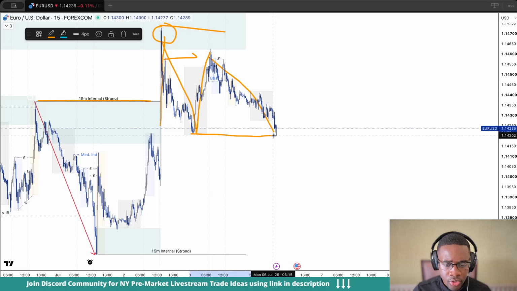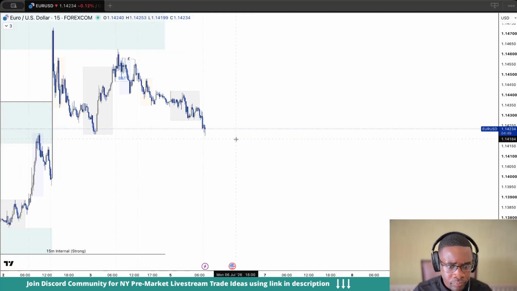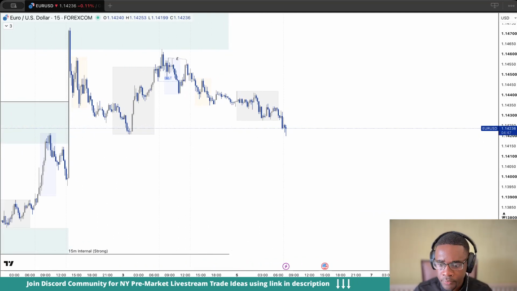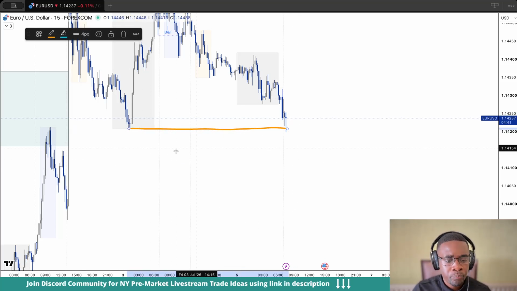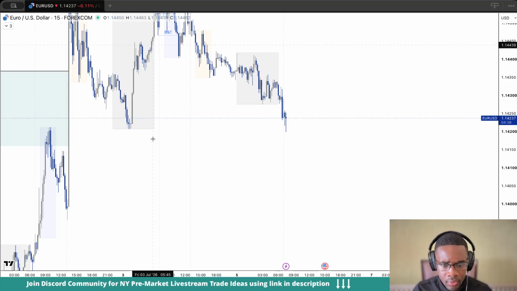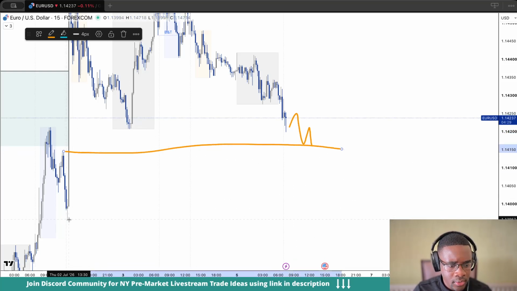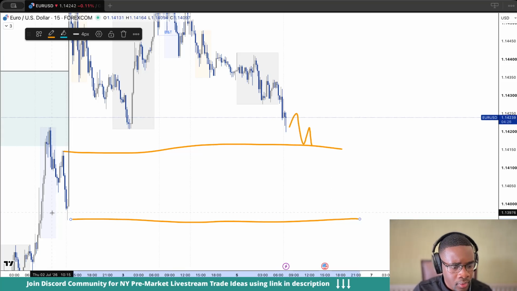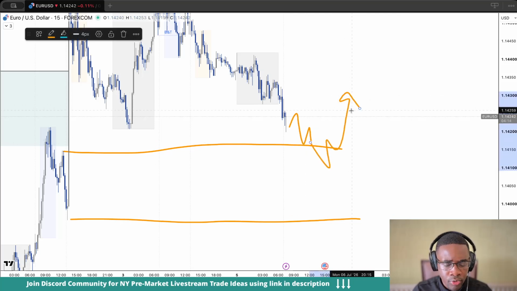Now we have swept this Asia low. I still expect price to continue lower, maybe until we mitigate into this area, because this will be our sell to buy range. So at least until we mitigate that, that would then give me confidence to start looking for longs.